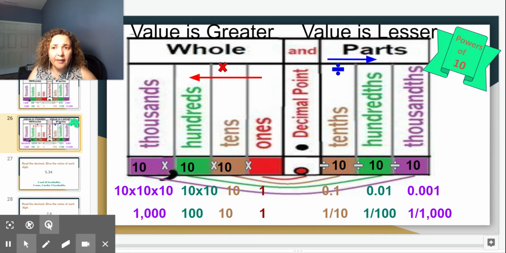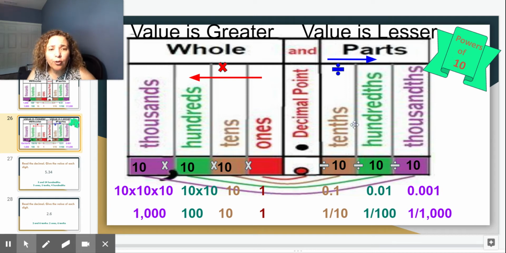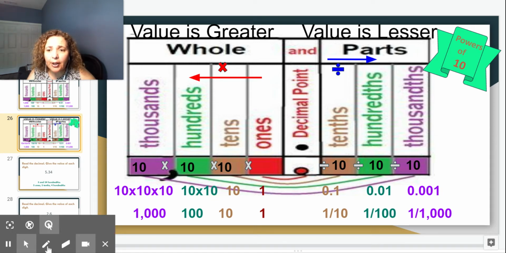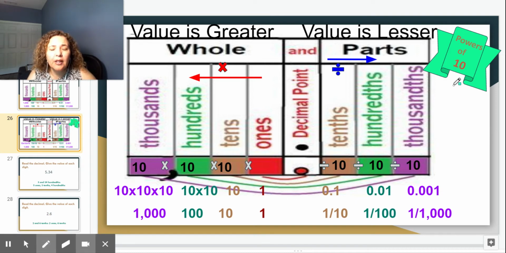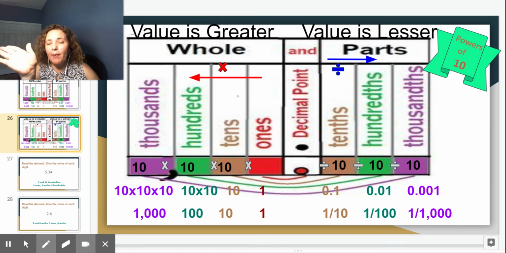All right, there's a lot of different patterns. So hopefully some of you recognized that our place value system is using powers of 10. This is very, very important. So if you didn't recognize this, write that down, that our place value chart is based on the powers of 10.